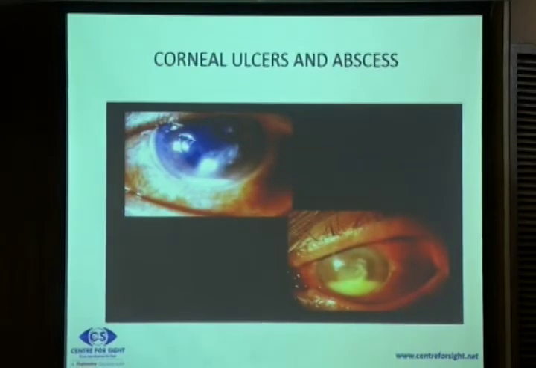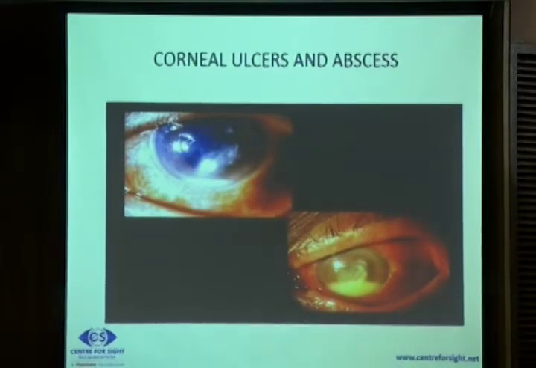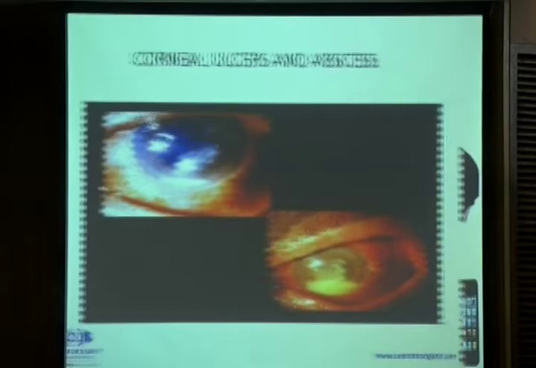In infective pathologies, corneal ulcers and abscesses, it is rather better to send the patient early to the ophthalmologist, because these are the conditions which can eventually lead to loss of the eye or loss of complete vision, and it can extend into the complete eye.